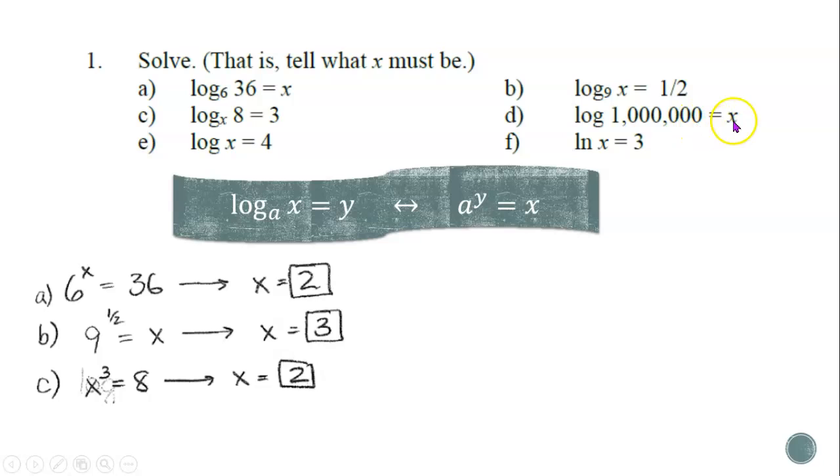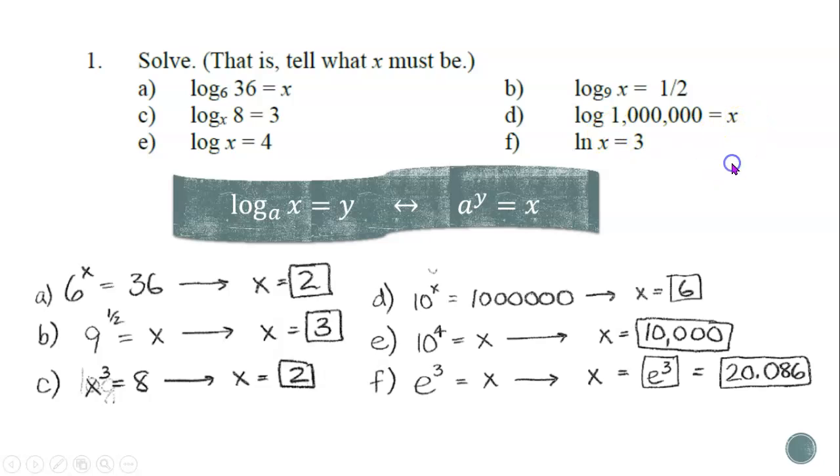Log of 1,000,000 equals x. Remember, when we write log without a little subscript, we mean the common log, the base 10 log. So in exponential form, that would be 10 to the x power equals 1,000,000. So the power you have to raise 10 to get 1,000,000 would be 6. The common log of x, that is the base 10 log of x equals 4, in exponential form, that would be 10 to the 4 power equals x. So x is 10 to the 4th power. 10 times 10 times 10 times 10, that's 10,000.